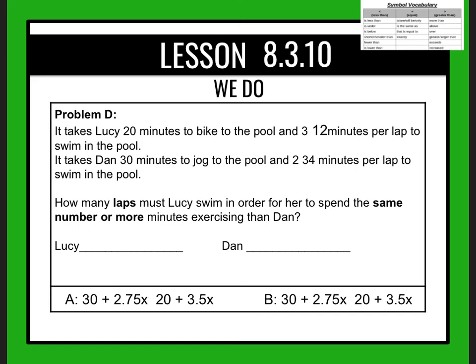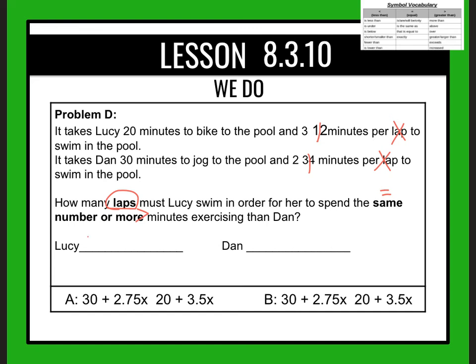It takes Lucy 20 minutes to bike to the pool, and this should actually say 3.5 minutes. I'm not quite sure, so look at your guided notes, but it's 3.5 minutes per lap to swim in the pool. Dan takes 30 minutes to jog to the pool and 2.75 minutes per lap to swim in the pool. So they want to know after how many laps. Therefore, there's my x, my variable. Must Lucy swim in order for her to spend the same number or more minutes exercising than Dan?